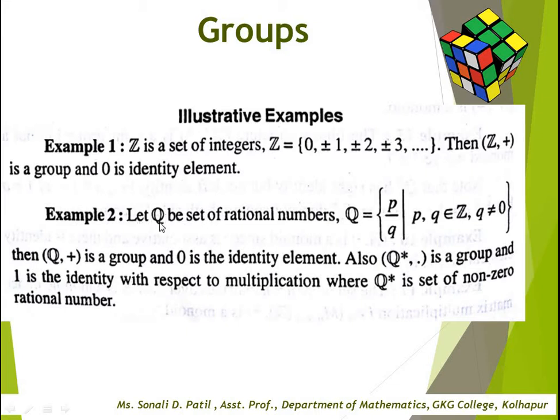Next example, let Q be a set of rational numbers. So Q is equal to p divided by q such that p, q belongs to Z, q is not equal to 0. Then (Q, +) is a group and 0 is the identity element. Here we can apply the binary operation addition on rational numbers, then we get (Q, +) is a group and 0 is the identity element. Also we can apply the binary operation multiplication on rational numbers, then we get (Q*, ×) is a group and 1 is the identity element.